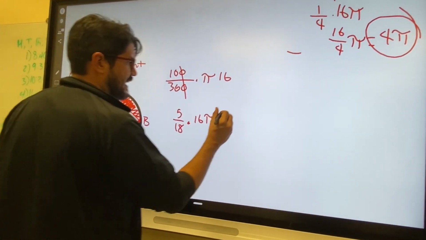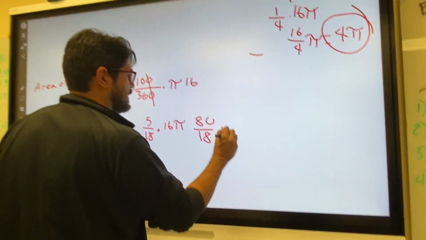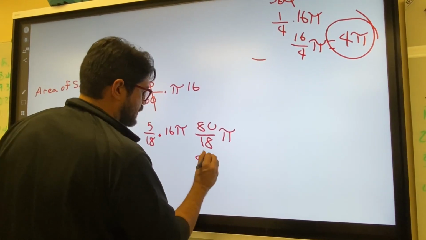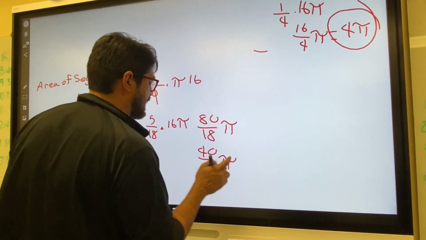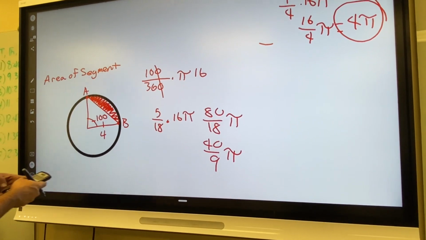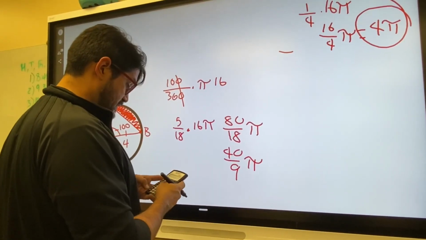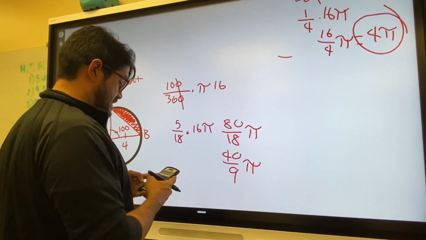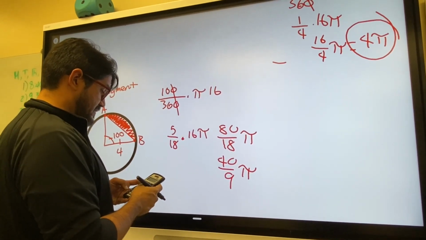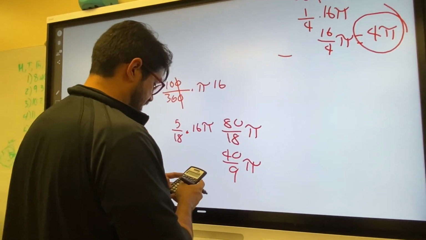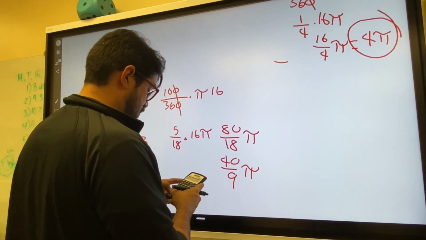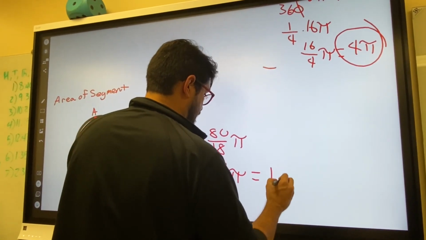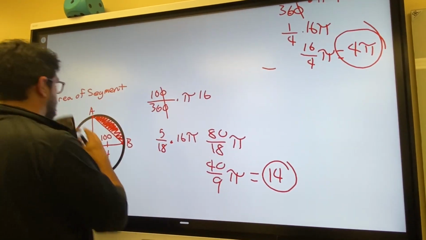5 times 16 is 80. So 80 divided by 18 pi. That's going to make us 40 over 9. I don't know why I'm simplifying it, because I'm going to have to use a calculator in just a second. So we're going to write 40 divided by 9 times 3.14. And we're going to get, wait, did I write that right? I think so. Let me do it again. 40 divided by 9 times 3.14 gives me 13.95. So we're just going to write 14. So 14 is the area of this entire thing.